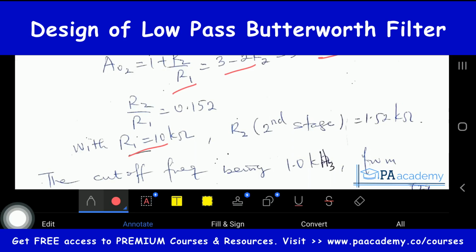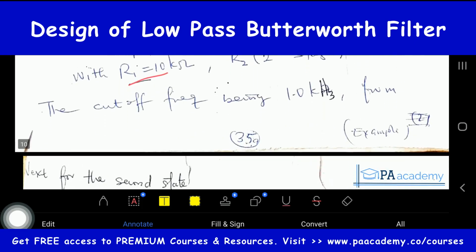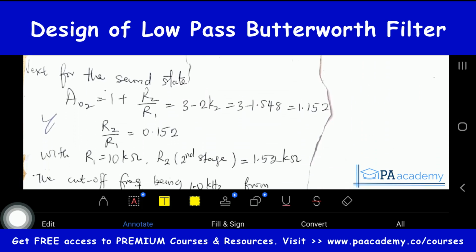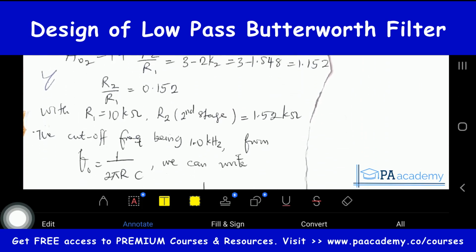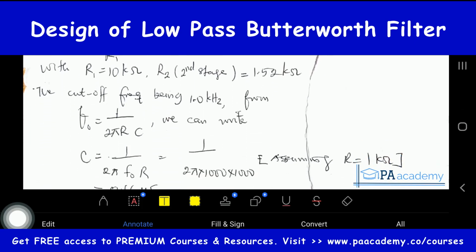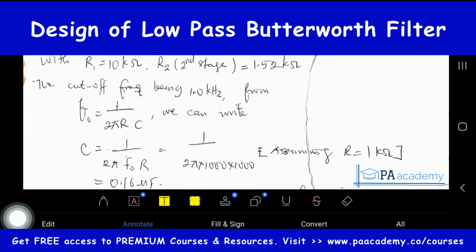Now we have to calculate the cutoff. The cutoff frequency is given in the question to be 1 kilohertz. What we want to calculate now is the value for C. You can see right here the cutoff frequency being 1 kilohertz, from f is equal to 1 over 2 pi RC.